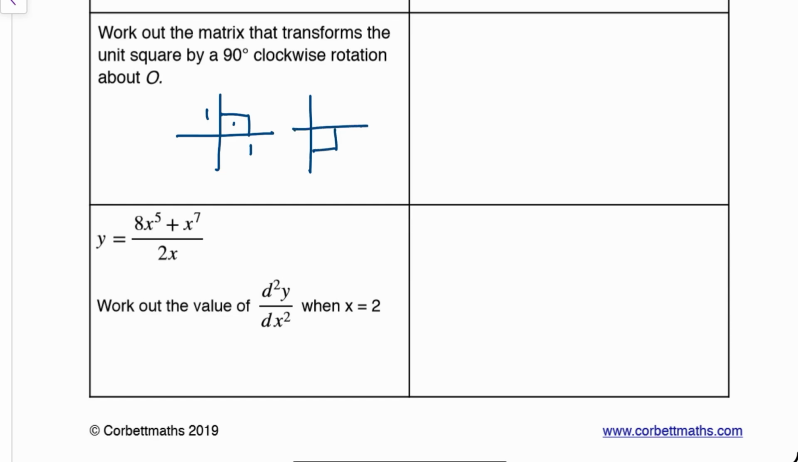The way to do this, you're going to work out what happens to the point (1, 0) and (0, 1). Well, (1, 0) becomes the point (0, -1). So therefore, I'm going to write down (0, -1). Then the point (0, 1) becomes the point (1, 0). So I'm going to write down (1, 0) here. And that very quickly has given me the answer to the question, which is the matrix (0, 1; -1, 0). Question done.